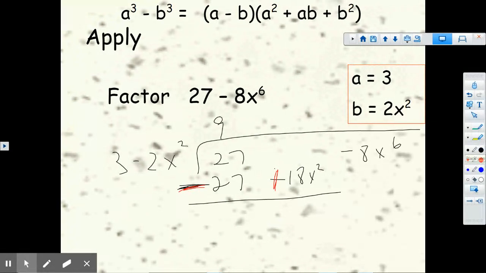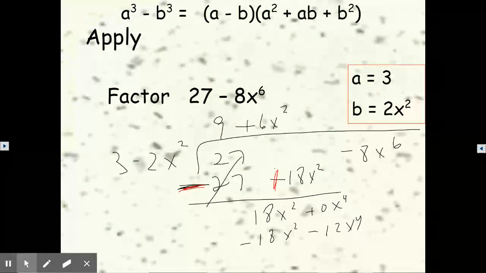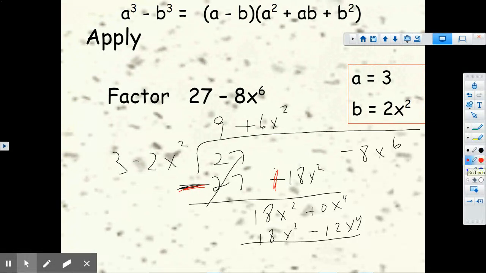All right, and then you'd bring down the next term. So this is gone. You'd have 18x squared. I think I'm going to need an x to the 4th, so I'm guessing I'm not going to need that 8x to the 6th yet. But I'm going to put 0x to the 4th because I have a feeling that's the way this is going. 3 goes into 18x squared. That would be, let's see, 3 goes into 18 plus 6x squared times, right? That'll give us 18x squared, and 6x squared times negative 2x squared is minus 12x to the 4th, as we thought, because there was going to be an x to the 4th going on there.